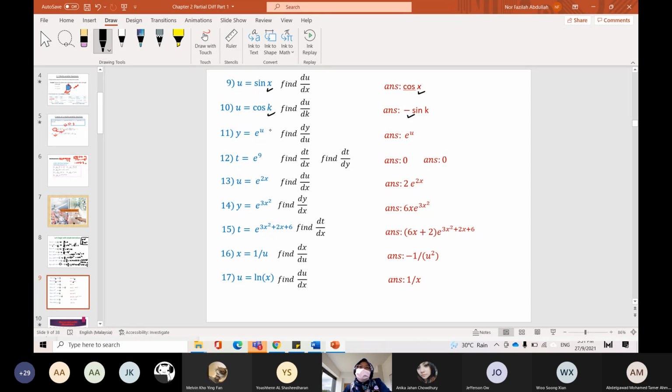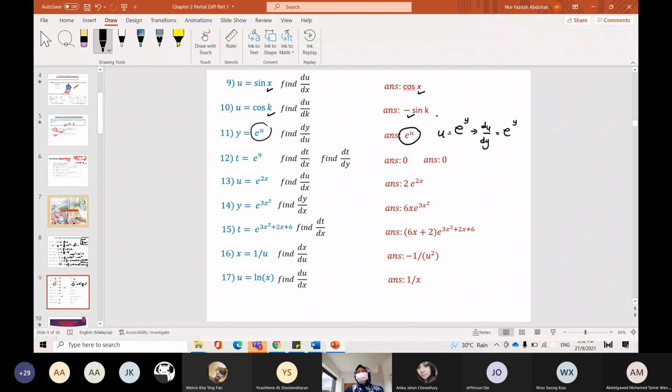So number 11 is e to power of u. If you have e to power of u, it doesn't change. If you derive, if you integrate, you still get the same answer here. For example, let's say you have a function of e to power of y. Sorry, let's say u equal to e to power of y. So when you differentiate du over dy, it's equivalent to e to power of y.